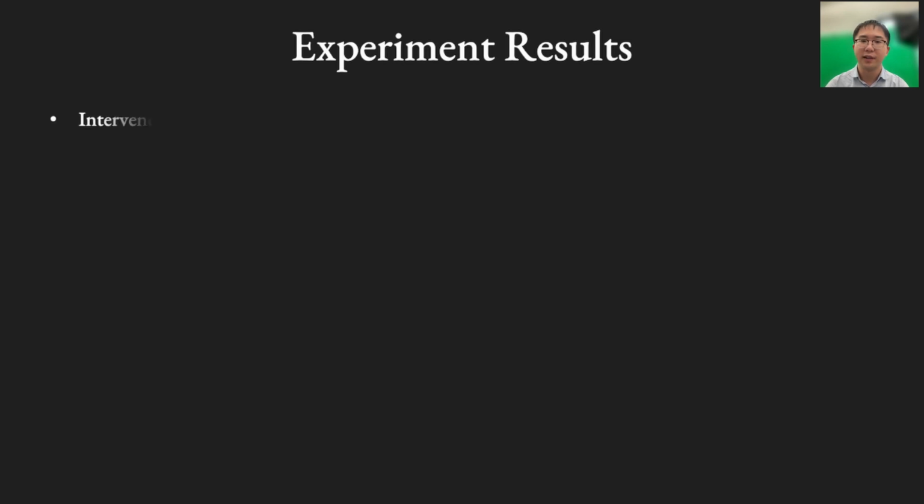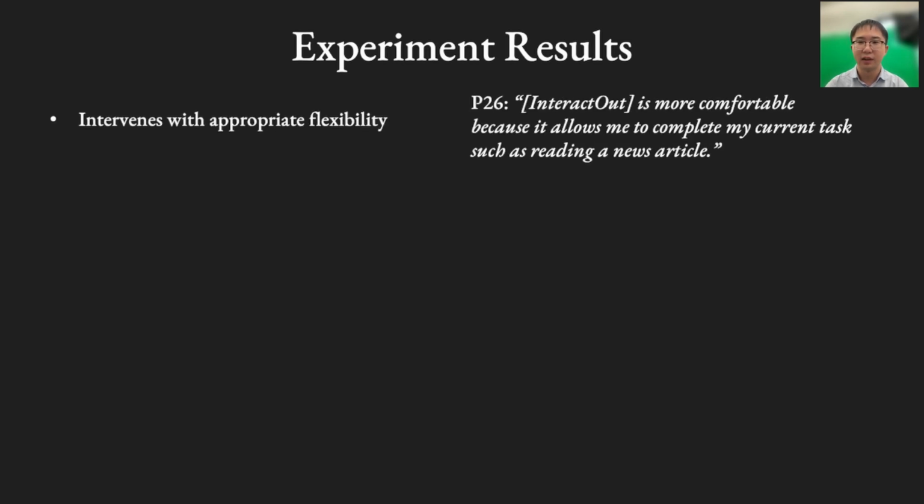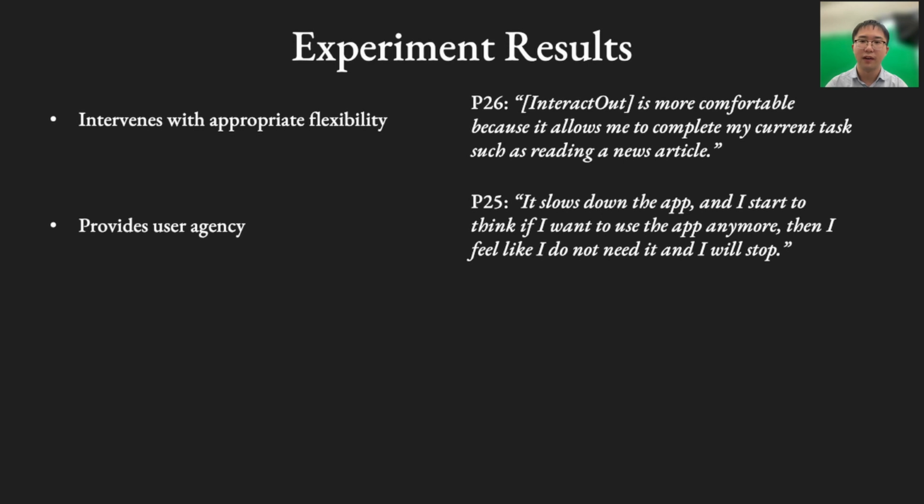First, it intervenes with appropriate flexibility. As P26 mentioned, it allowed them to complete their current tasks, such as reading a news article, which is more comfortable. Second, it provides user agency. P25 told us that InteractOut slowed down the app, and they started to think if they want to use the app anymore. And they feel like they don't need it and they will stop. Users are making their own decision in this process.